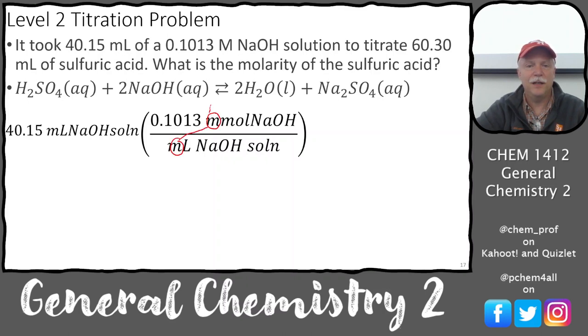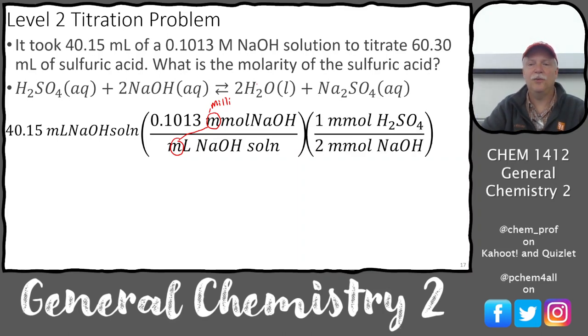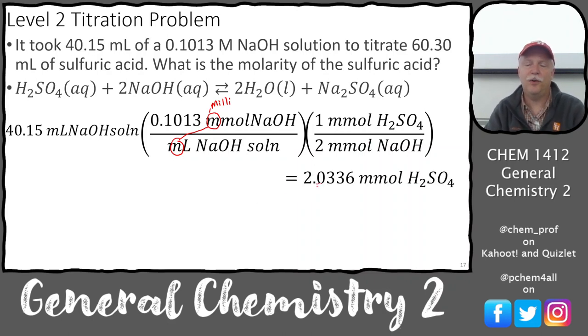So these are both milli. They cancel out. So it's still molarity. And so then I get the 2-to-1 ratio of sulfuric acid and sodium hydroxide. So how many millimoles of sodium hydroxide do I have? Or sulfuric acid? I have 2.0336 millimoles of sulfuric acid.